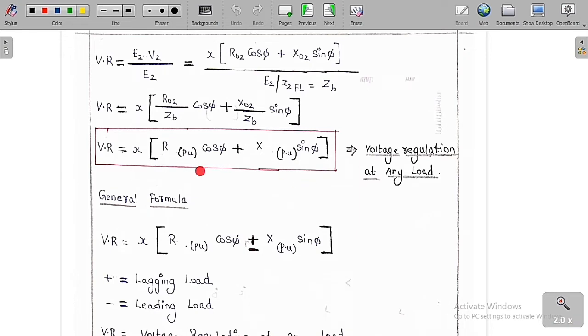If you want percentage voltage regulation, just multiply by 100. So voltage regulation is equal to x into R per unit into cos phi plus X per unit into sin phi. This is called the voltage regulation at any load condition.